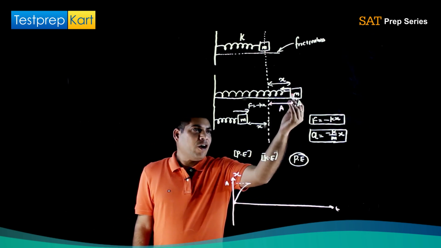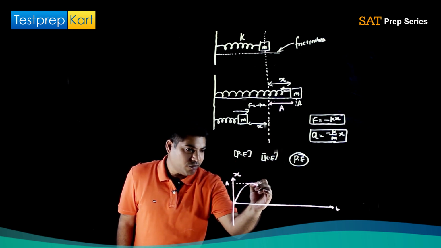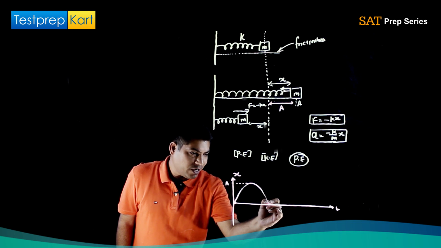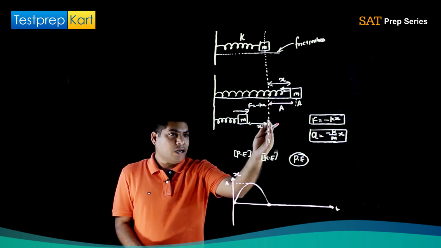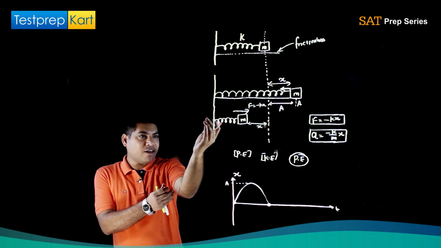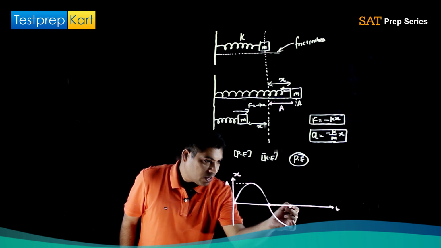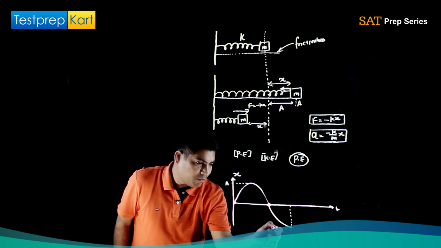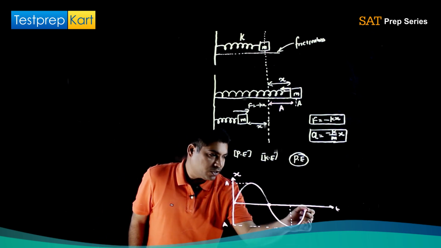So now when the object moves towards the center, this magnitude will start decreasing and it will again attain this position where amplitude is 0. Now the object is moving backward in the next condition, so this graph will go like this. It will again attain maximum amplitude in the opposite direction, A, then return back to the central position.